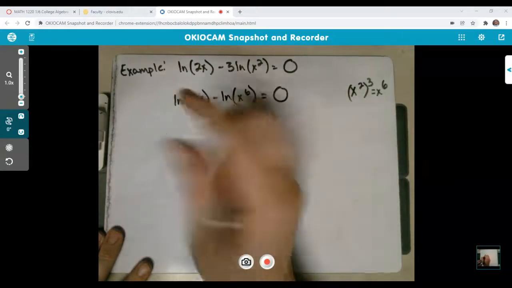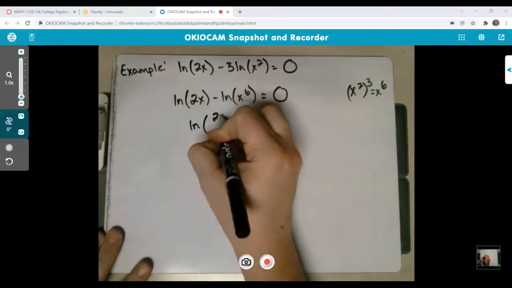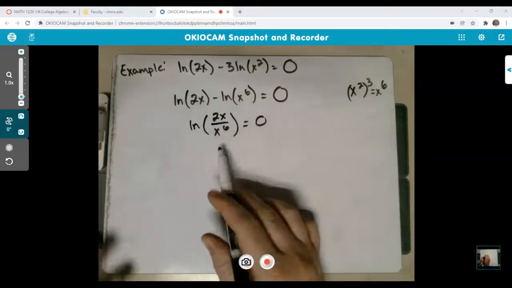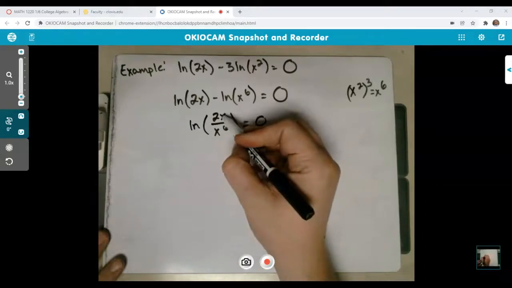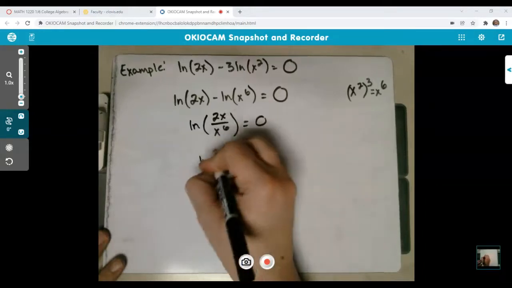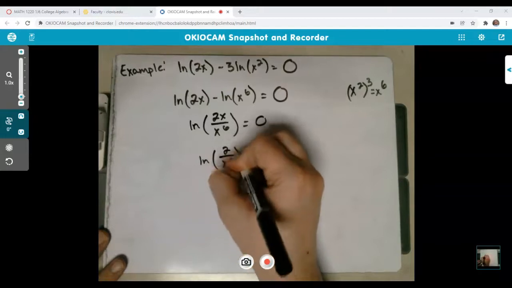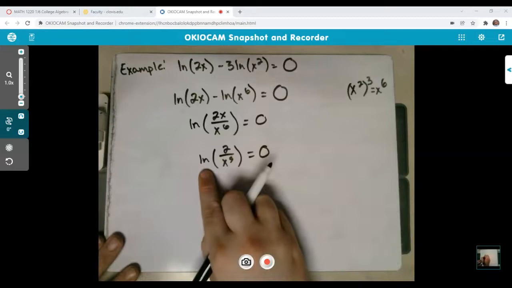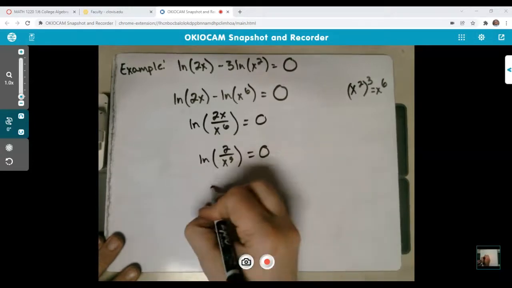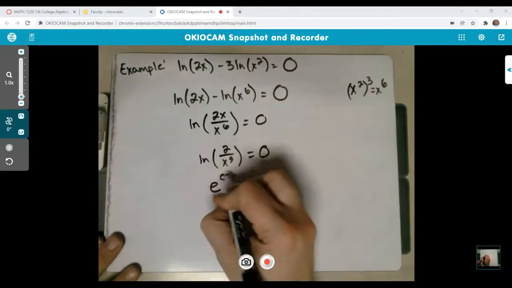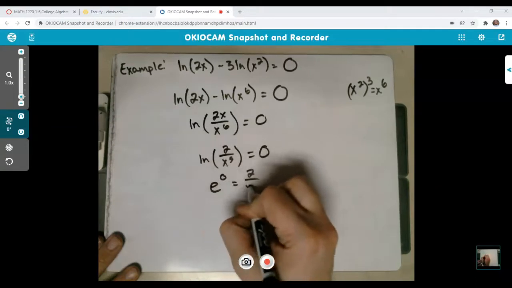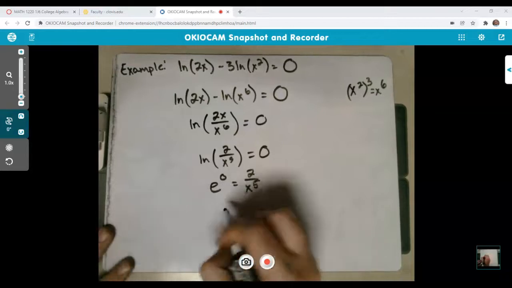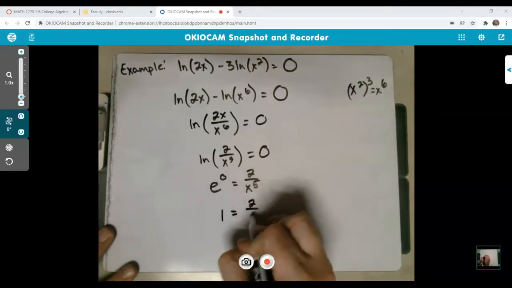Since they are subtracted, I can divide. 2x over x to the 6th equals 0. I can reduce this. Since there's an x up here and 6 of them right here, I can make that 2 over x to the 5th. So now I know my base is e because it's ln, so that's base e to the power of 0 must be equal to 2 over x to the 5th. E to the 0 is a 1, so that's 1 equals 2 over x to the 5th.